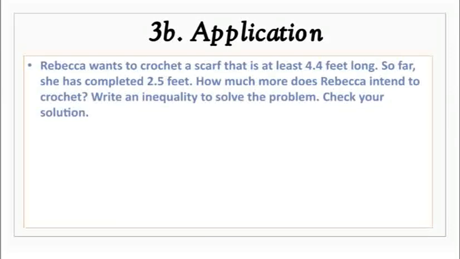And the final question. Rebecca wants to crochet a scarf that is at least 4.4 feet long. At least means it can't be less than that, so greater than or equal to. So far she has completed 2.5 feet. How much more does Rebecca intend to crochet? Write an inequality to solve the problem and then check your solution. So she completed 2.5, plus she needs to crochet some more. So I'm going to put C. It has to be at least what she's done, 4.4 feet.